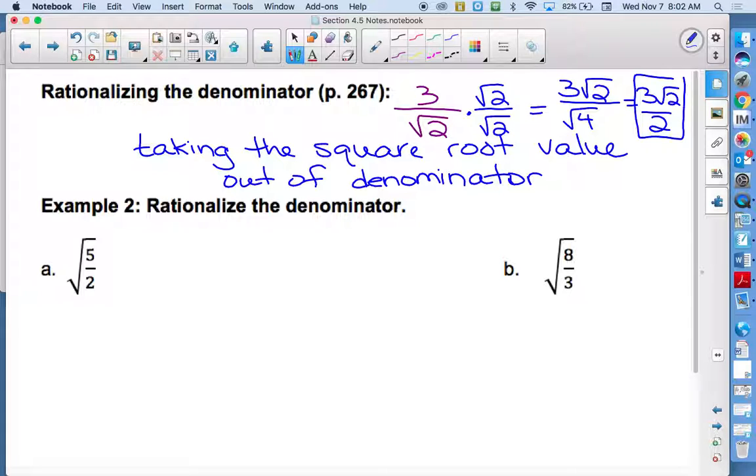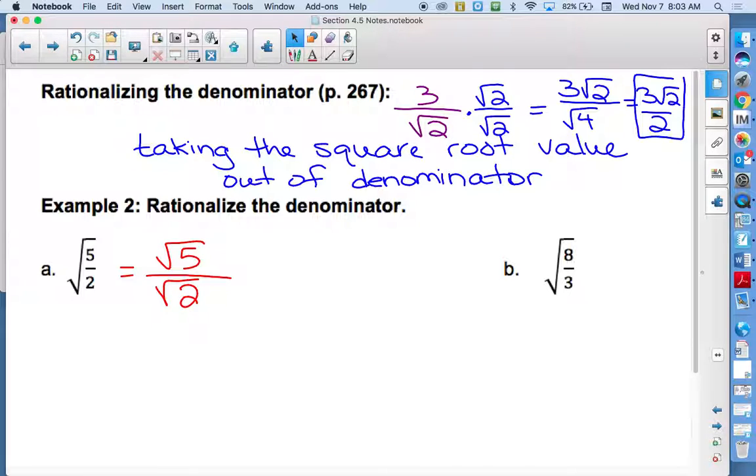So if you look at the 2 problems here, it says rationalize the denominator, so we'll just practice 2 more of them to make sure everybody's okay with rationalizing the denominator. So the first thing, we have the square root of 5 and the square root of 2. I'm going to separate it. So here we have square root of 2 again.